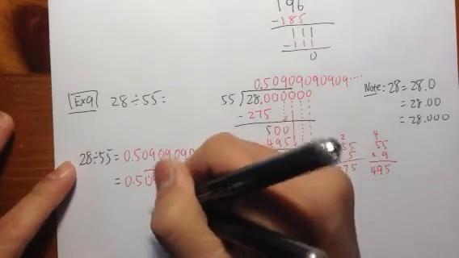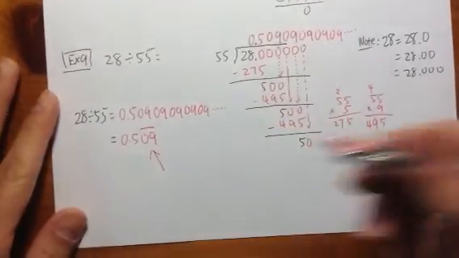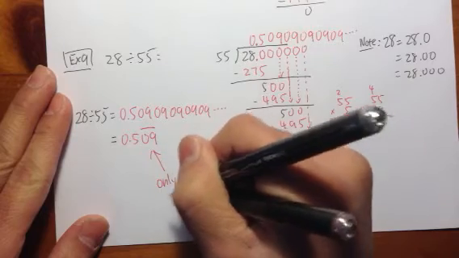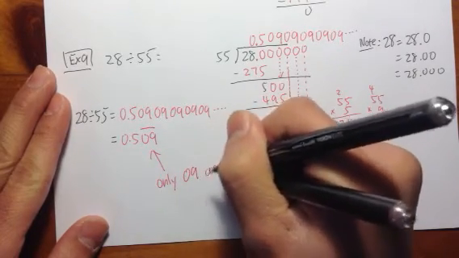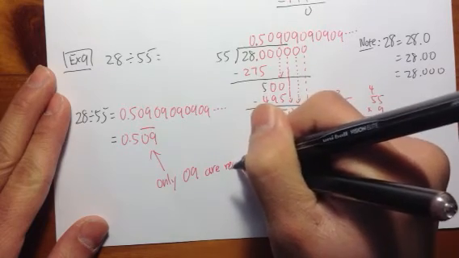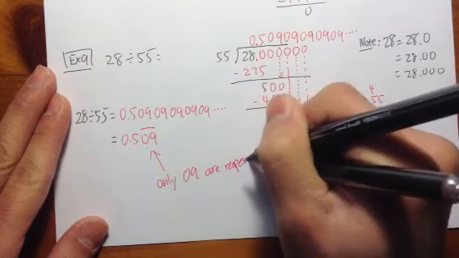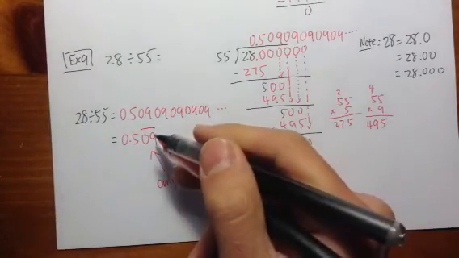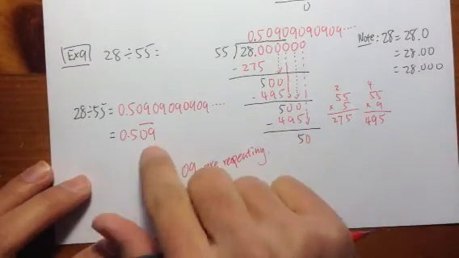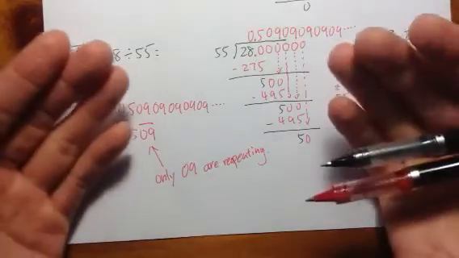So again, I'll make a note right here. Only 0 and 9 are repeating. So that's what the bar stands for. We use the bar to denote what are the digits that are repeating.